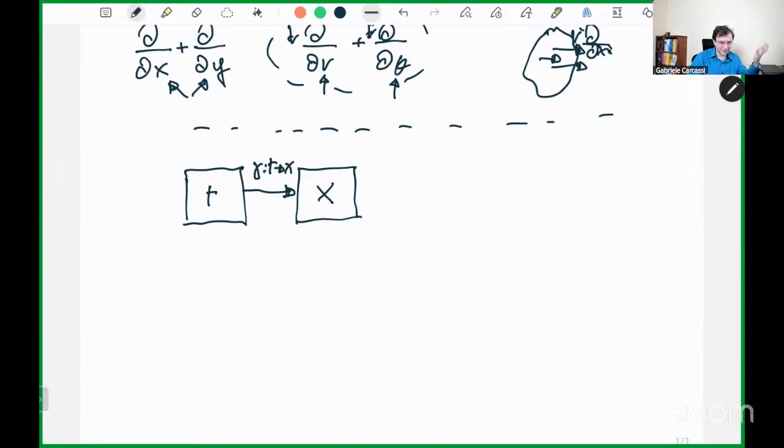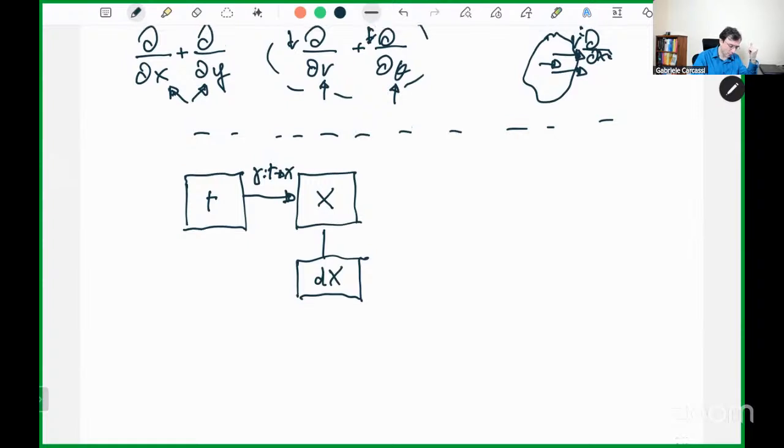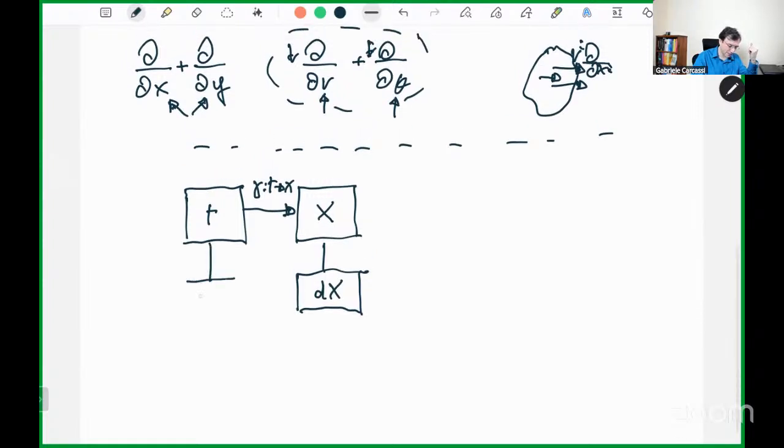Now, what we want to do, typically, when we think about integration, derivation, and so on, is to be able to break this trajectory in little pieces and see what's happening in each neighborhood. So ideally, we would like to have for X a parallel space, which we call, let's say, dx, which is the space of all the infinitesimal displacements in X. And we want to have a space of infinitesimal displacements in T.